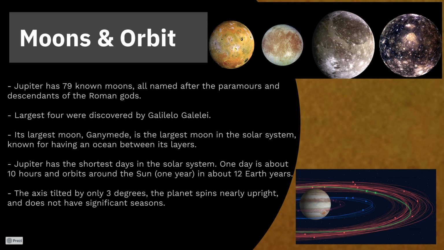Jupiter has the shortest day in the solar system. One day on Jupiter is about 10 hours and it makes a complete orbit around the Sun in about 12 Earth years. Its equator is tilted around the Sun by just 3 degrees, meaning the planet spins nearly upright and does not have as significant seasons as other planets do.